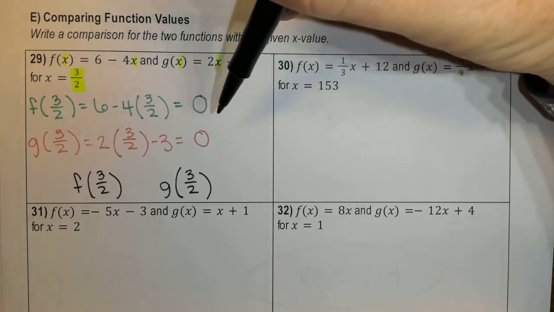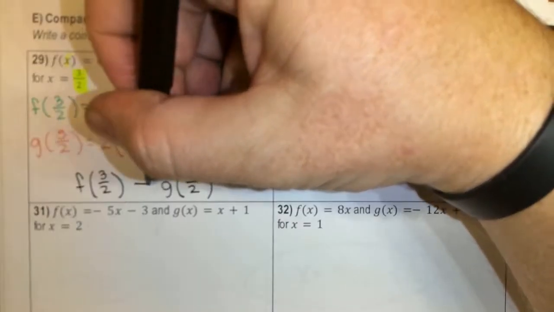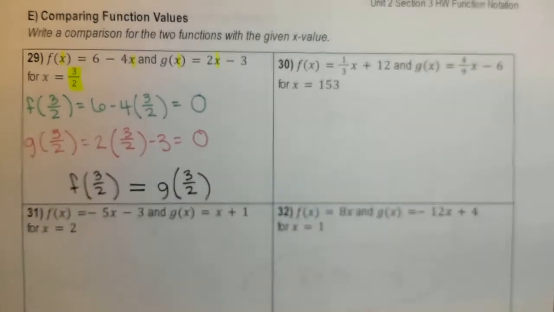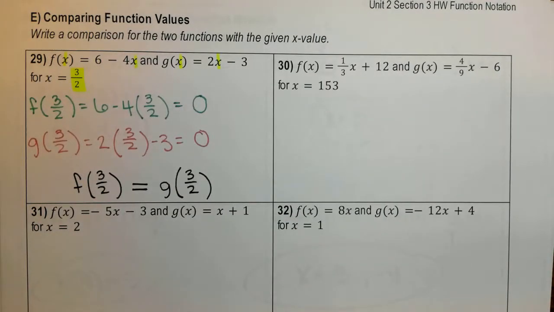In this case, they're both 0, which means they're equal, so down here I just put equals, and that would be my answer. So that's how I want to write these answers on this whole page, okay? And again, that's just getting you used to how you will see it on a quiz or a test.